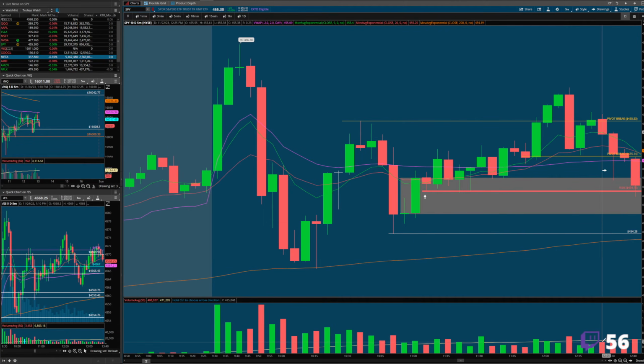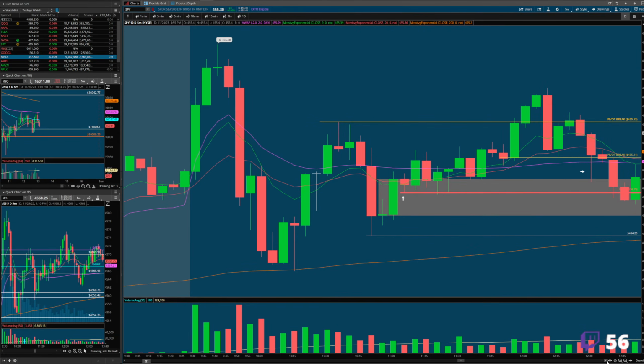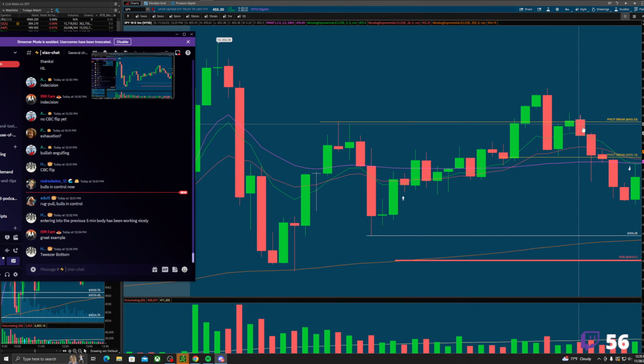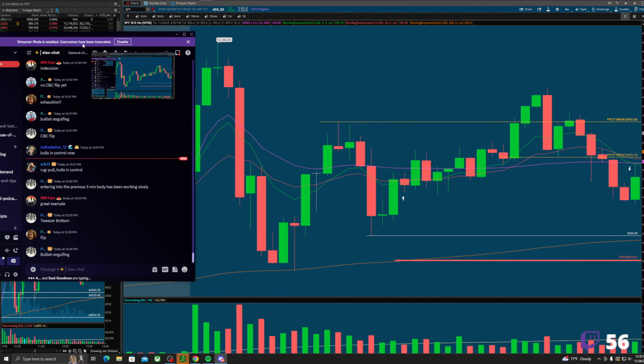You would be scaling more under 455 and more, right? And then what happens? Hold on, let's move this out of the way. What happens here? Right here. Tweezer bottom, okay? What happened on this green candle? A flip. Candle by candle method flip.